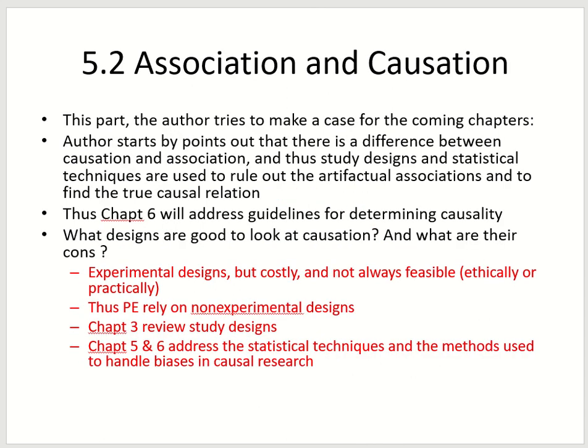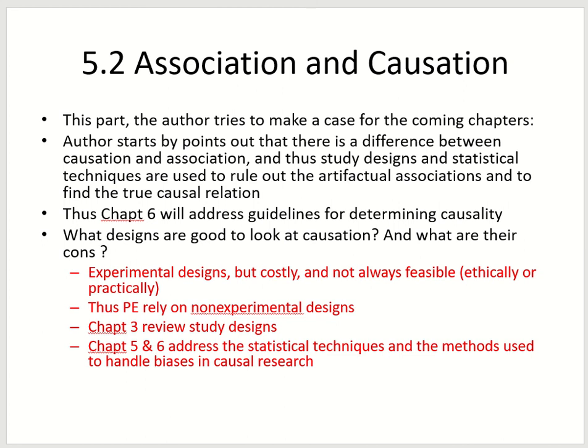Also, there is an important thing where we need to understand the difference between association and causation. In this part of this chapter, the author tries to make a case for the coming chapters. This chapter 1 kind of introduces or hints into the chapters coming up in this course. The author starts by pointing out that there's a difference between causation and association, and this is true. We'll talk about that in future lectures. And therefore, there's a need to look at the design of the study and the statistical tools used in the study to be able to differentiate between an artifactual association and a true association, and once we're talking about a true association, what's the difference between just an association and causation?